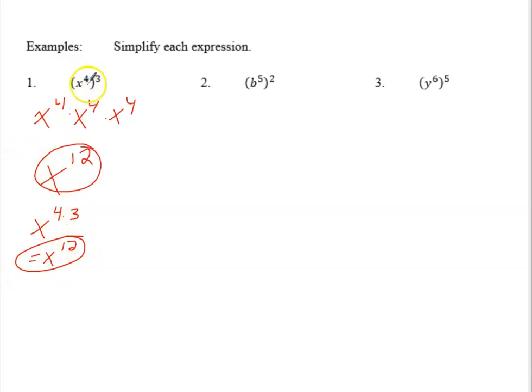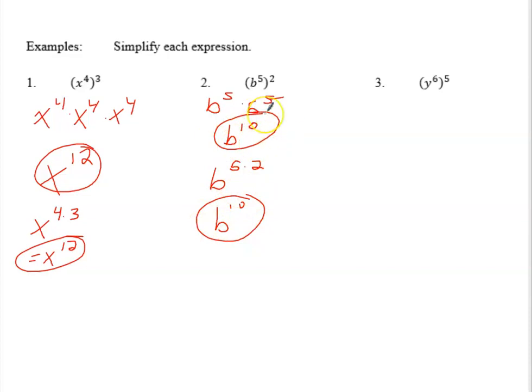Either way, whether you see it listed out or in a power to a power situation where we multiply, in both cases you get the same answer. Again, I'll write this one out the long way: b to the fifth times b to the fifth. We have the exact same base, so we add those exponents together and it becomes b to the 10th. The other way to do it, the shortcut using the power rule, is to multiply those exponents, 5 times 2, and get b to the 10th there as well.